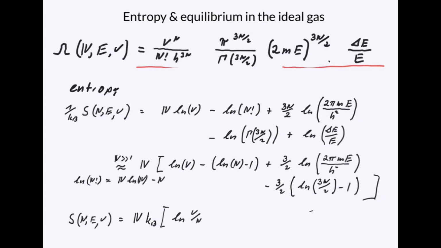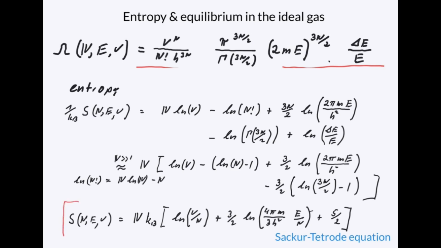This equation is termed the Sackur-Tetrode equation and contains three terms. One in which we look at the mean volume per particle, a second one which contains the mean energy per particle, and a constant 5/2.